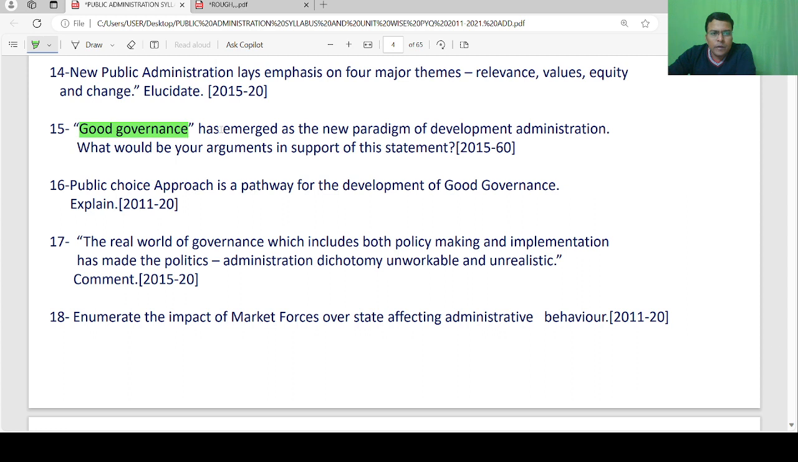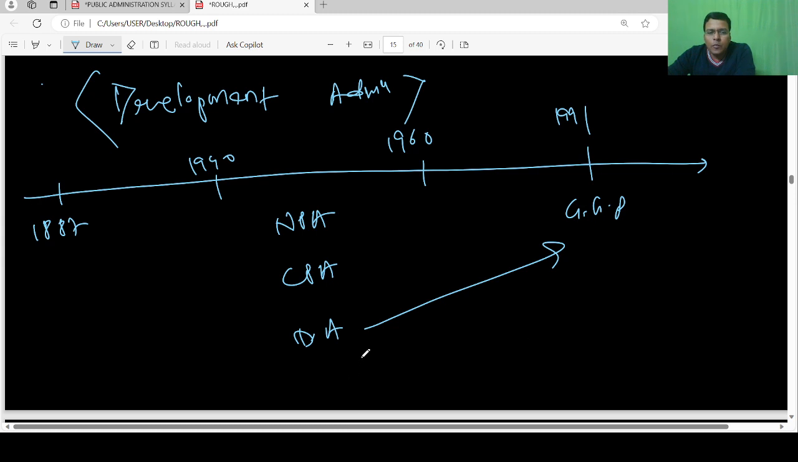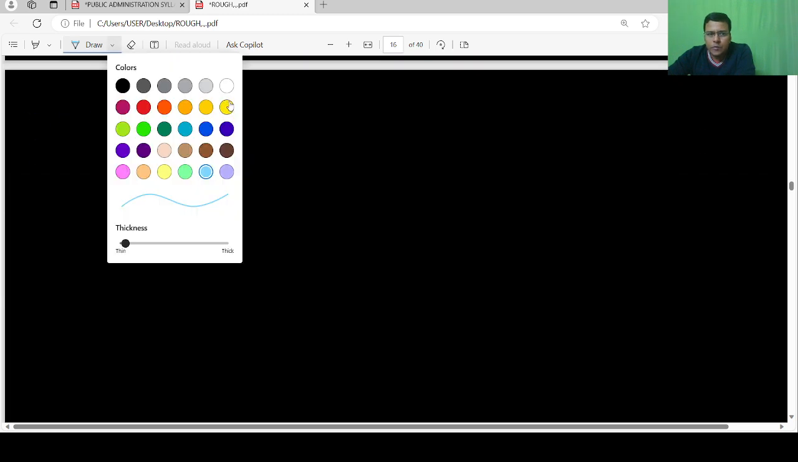Good governance has emerged as a new paradigm of development administration. There is a link of development administration and good governance paradigm. We have discussed many times how good governance paradigm and development administration are linked. It is a product of the 1960s, 70s, development administration. And what is it actually? Try to understand.